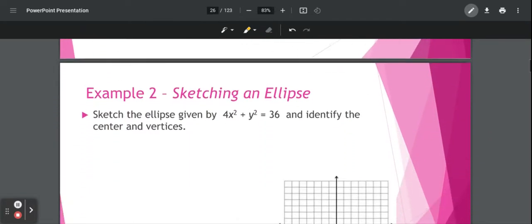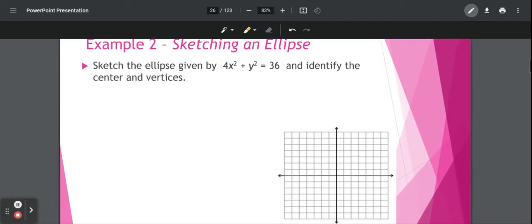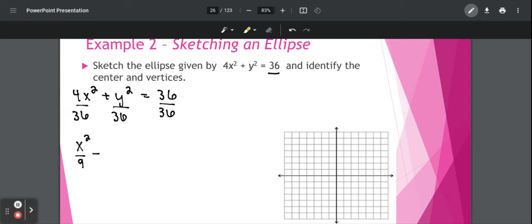So in the next example, we're going to sketch an ellipse, which means we need to get it into that standard equation. So the first thing you need to do in this case is we need this 36 to equal 1. So when we have 4x squared plus y squared equals 36, in order for that to be 1, we have to divide everything by 36. So we get x squared over 9 plus y squared over 36 equals 1.